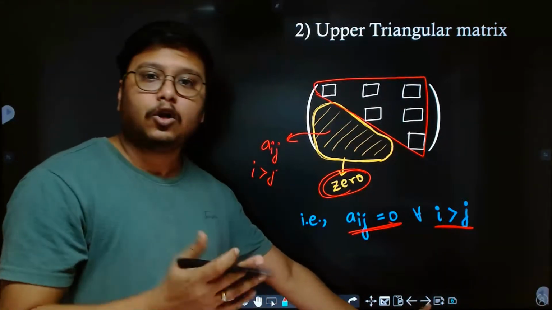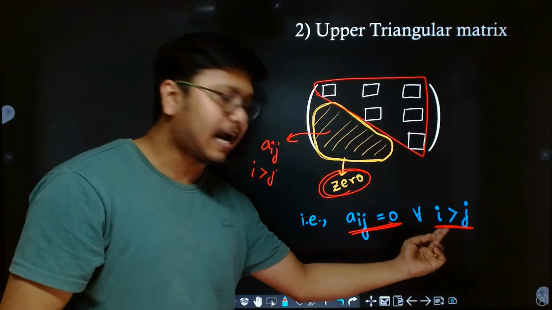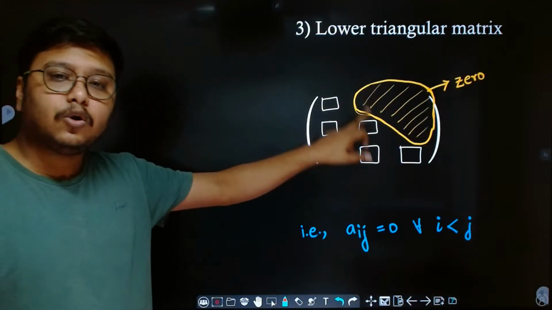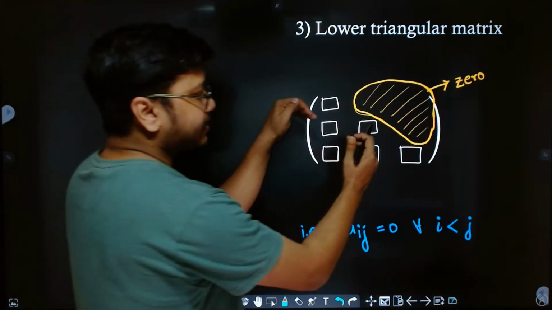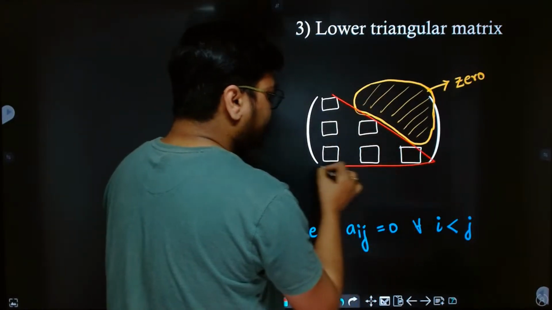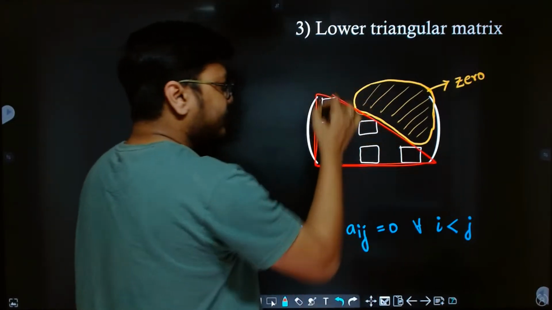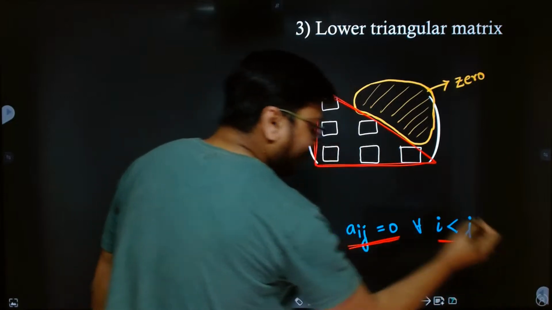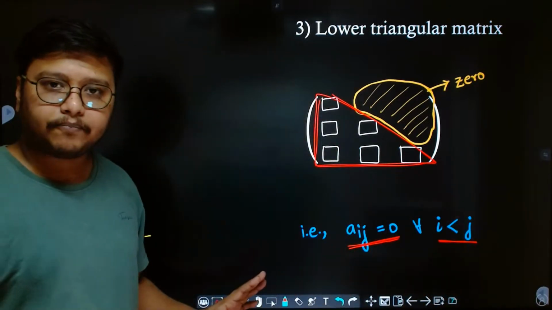Similarly, we get a lower triangular matrix, just the criterion will be opposite. So you can see this is a lower triangular matrix. The things above the diagonal are 0. That is represented by aij equals 0, where i is less than j. Simple.